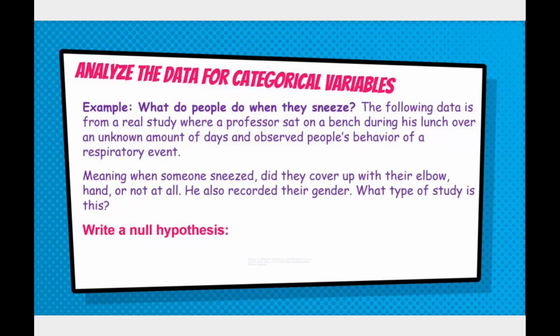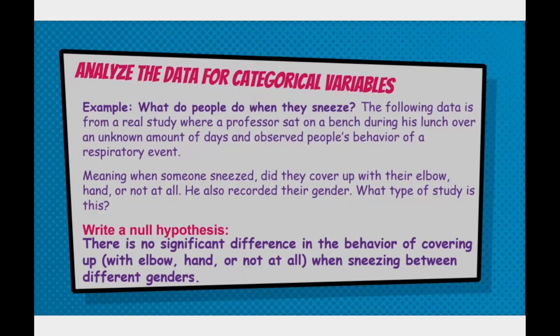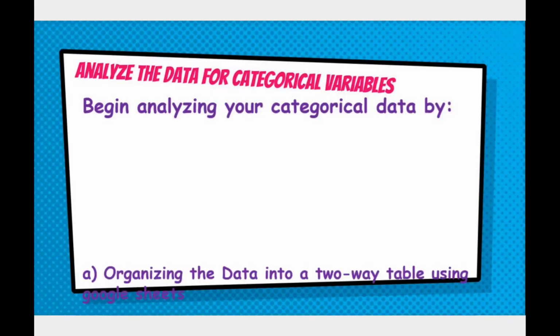So after we look at what type of study this is, we're going to practice writing a null hypothesis, which, remember, a null hypothesis is stating there is no relationship between our two variables, which in this case, our variables happen to do with gender and how people react when they sneeze. So we can simply say something like there is no significant difference in the behavior of covering up with the elbow, hand, or not at all when sneezing between different genders.